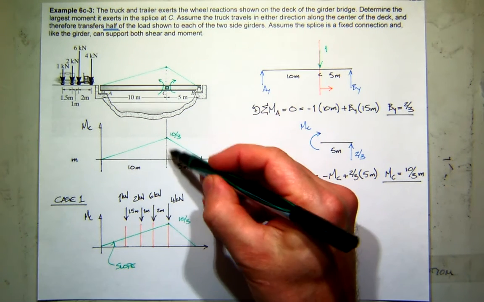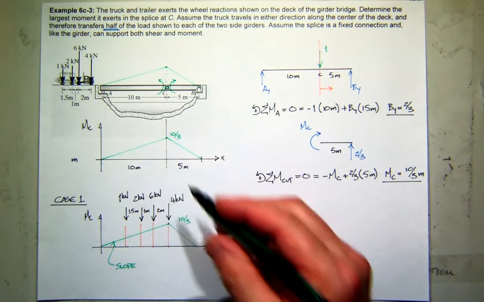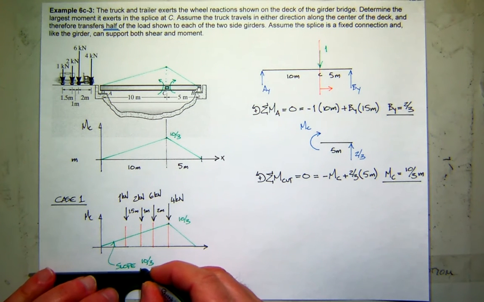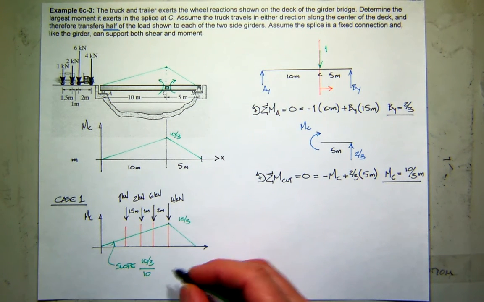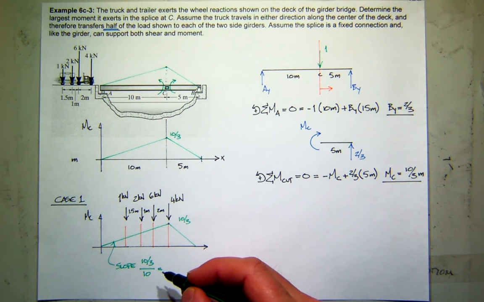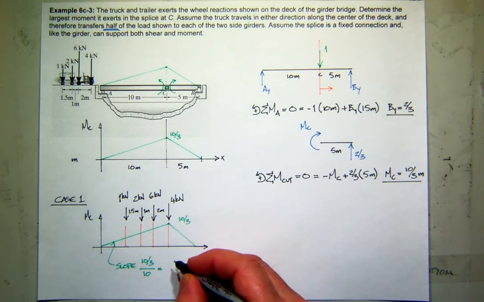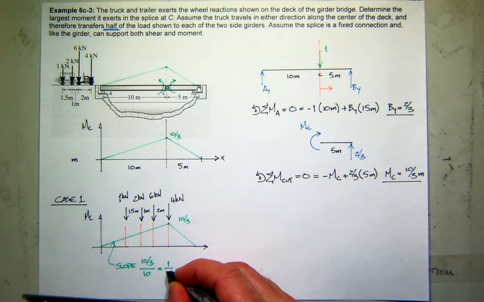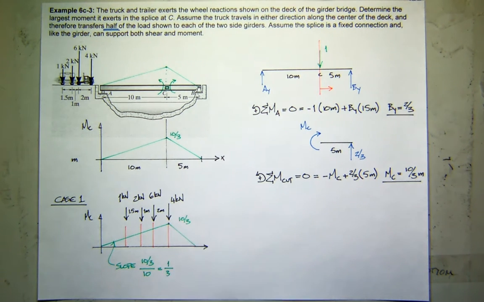Well, it's the rise over the run, right? So I have a rise of 10/3 over a run of 10. So what's that? That's 10 over 30. That's 1/3. Right? So that means for every meter that I go over, I drop 1/3.